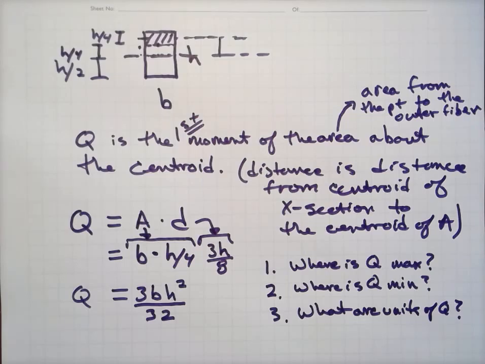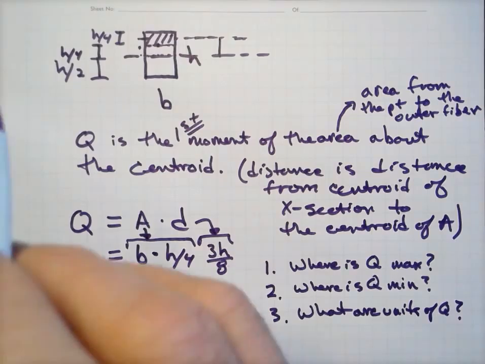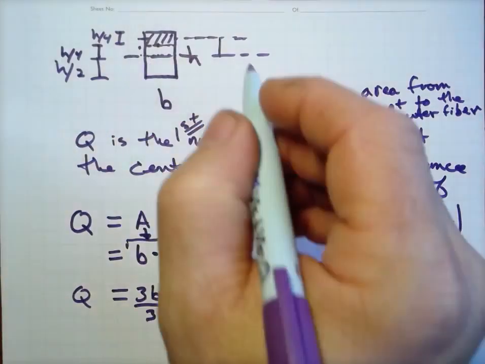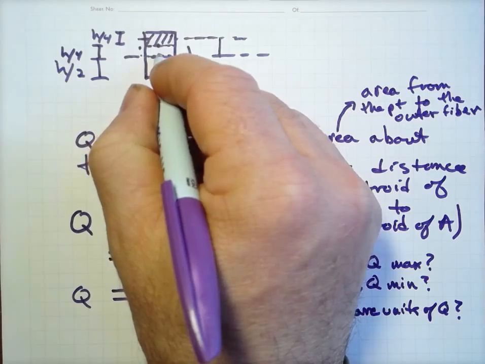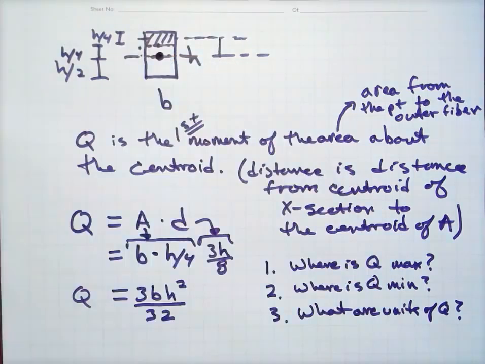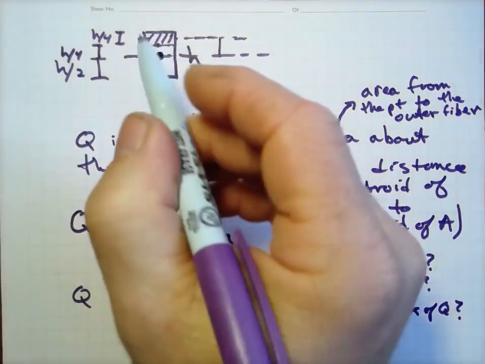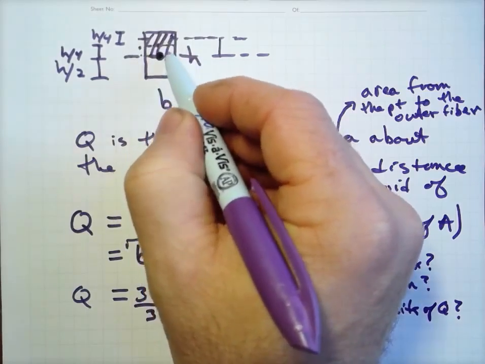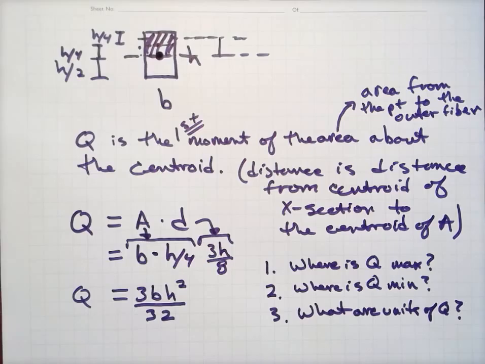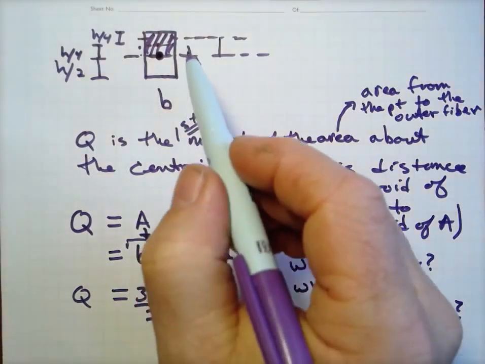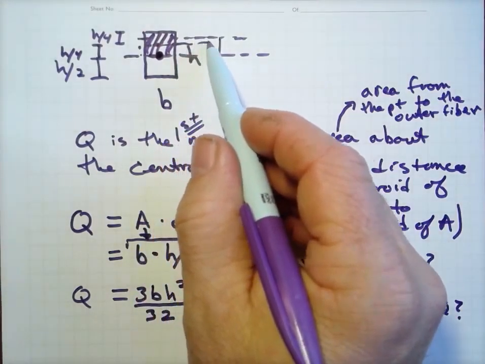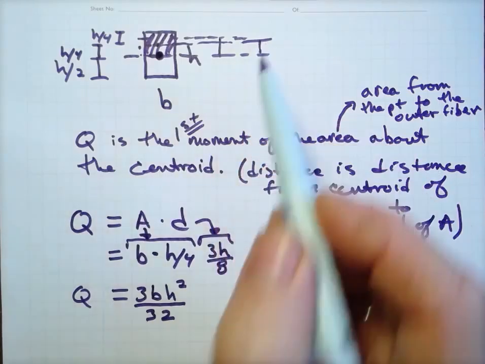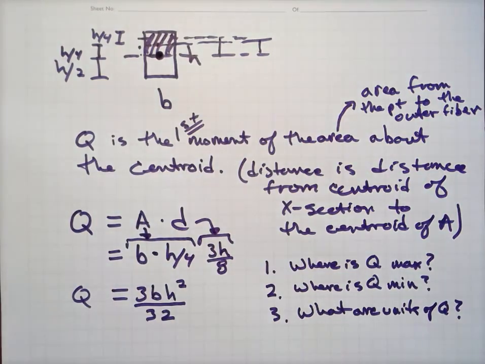Okay, you should be back. Q is maximum at this centroid. If I took the area from the centroid to the outer fiber, I would have the biggest area I can get, and multiply that times the distance to its centroid, and I would get the maximum value of Q.